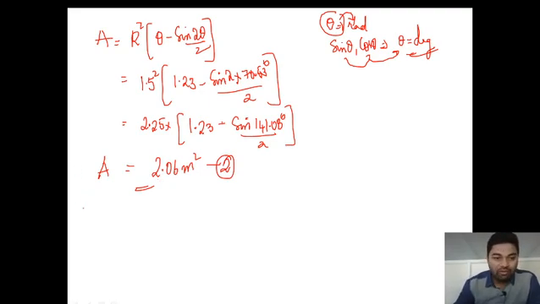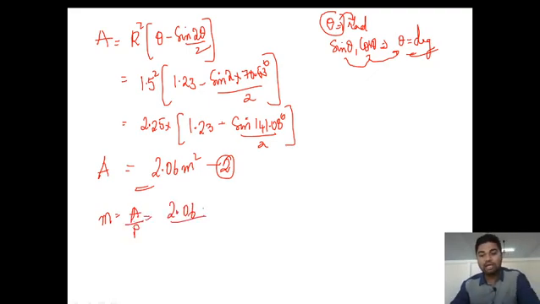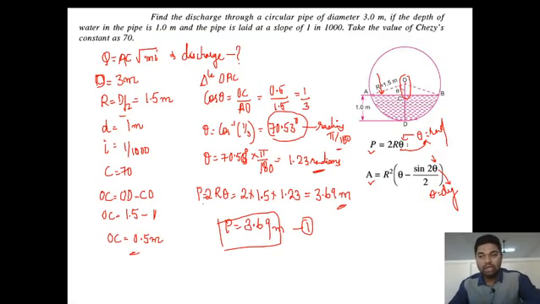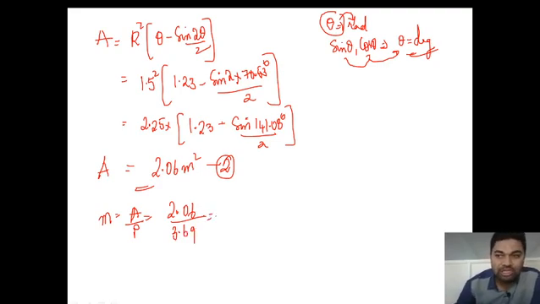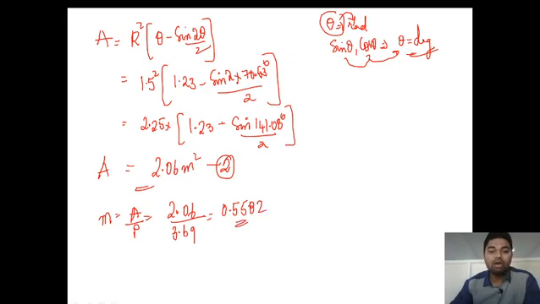Now the formula for m is A by P. What is A from equation 2? 2.06. What is P from equation 1? 3.69. So on dividing 2.06 by 3.69, we get the value of 0.5582. This is the value of m.